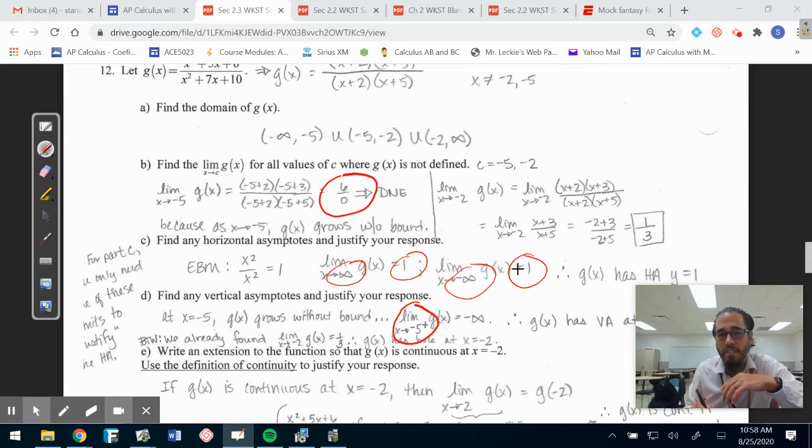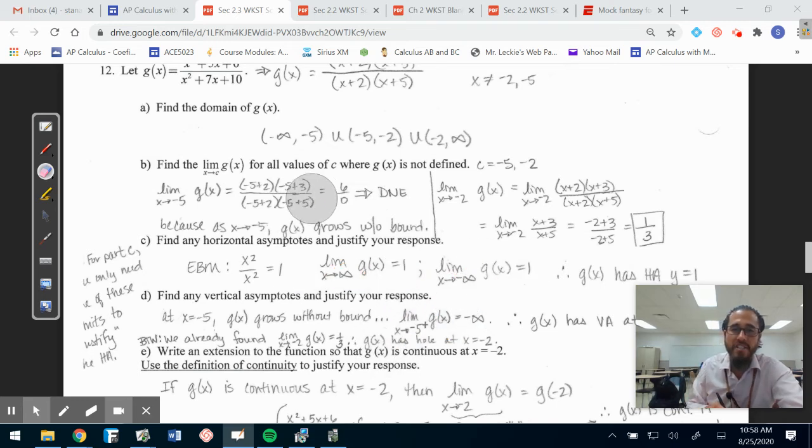In this problem, they actually don't. So she just probably put that there for a, did you remember? Okay, and then the last one, they want to ask us to write an extension.